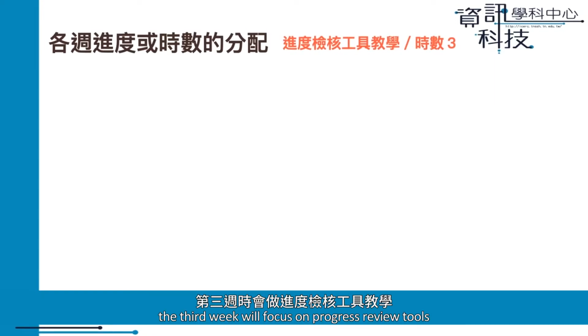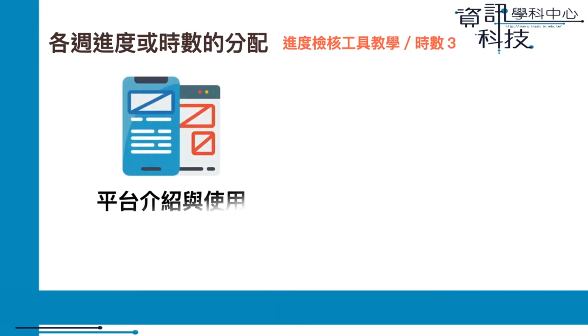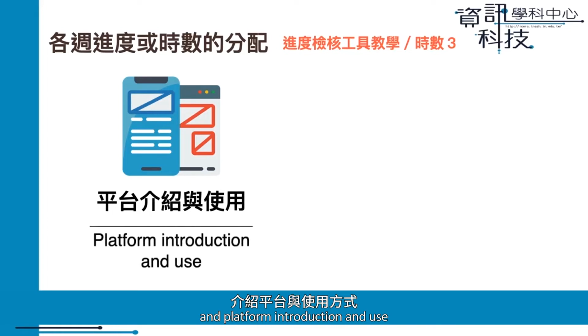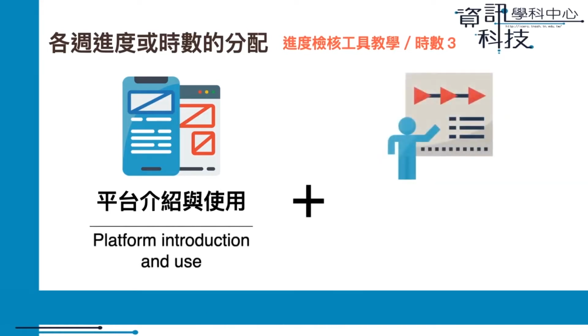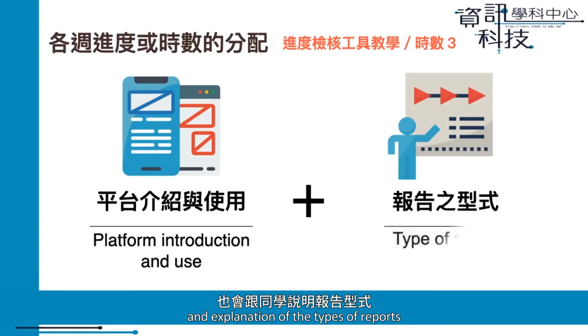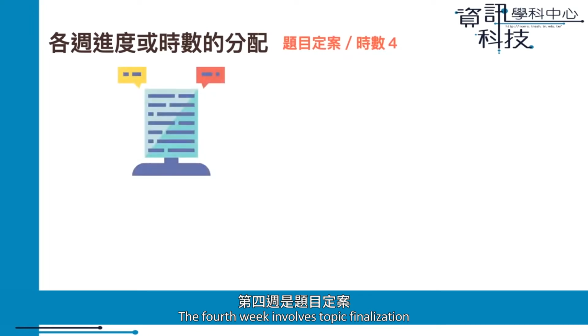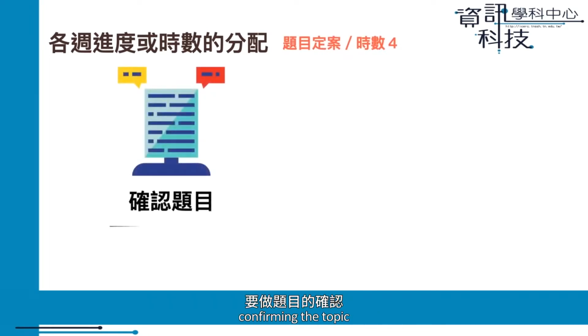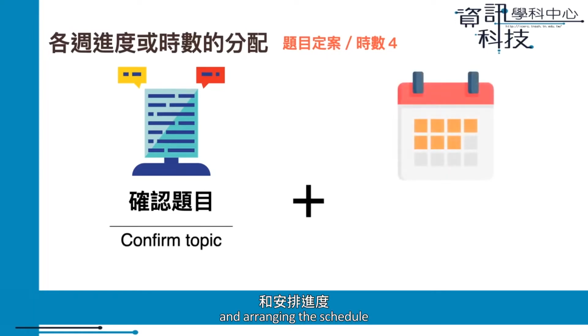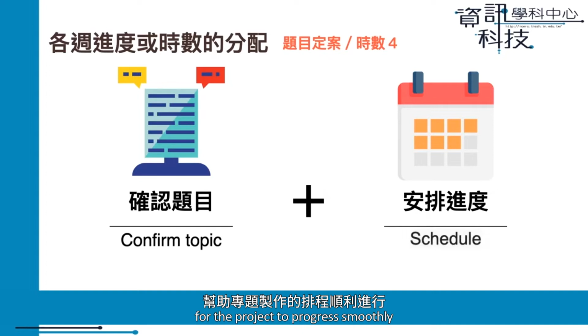The third week will focus on progress review tools and platform introduction and use, and explanation of the types of reports. The fourth week involves topic finalization, confirming the topic, and arranging the schedule for the project to progress smoothly.